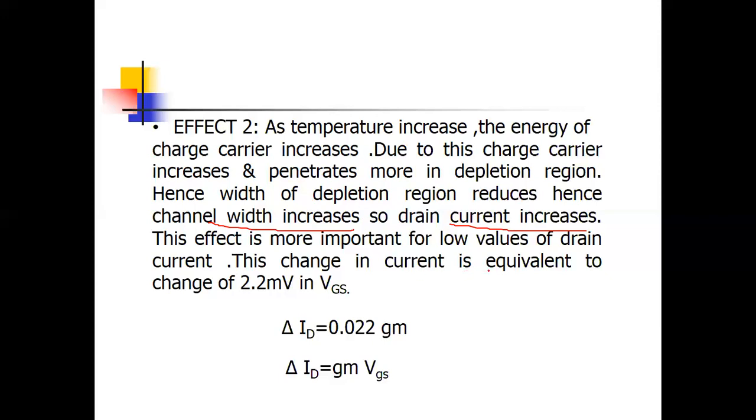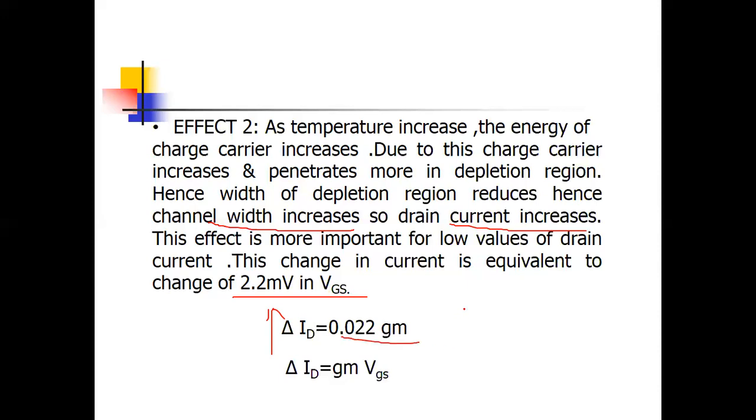And this change in current is equivalent to a change of 2.2 millivolt in VGS, because this generally happens due to the gate voltage. So this increment of current due to this change in temperature, or we can say the 2.2 millivolt change in voltage, we can write as 0.022 GM.